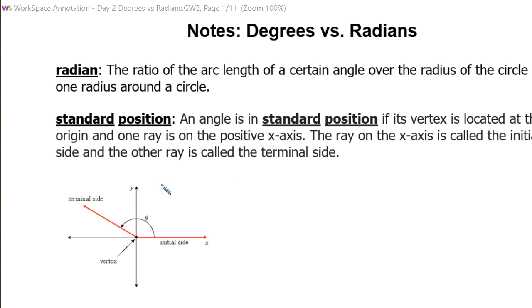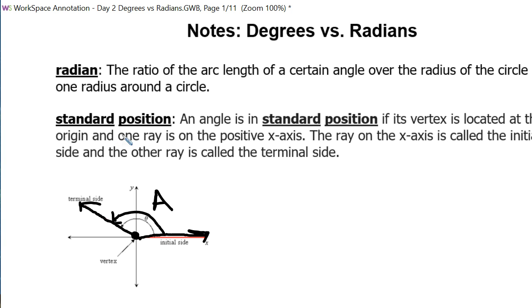An angle is in standard position if its vertex is at the origin, its initial side is on the positive x-axis, and the second side is called the terminal side. And with that, we're using positive rotation. So I'm going to call this angle, angle A.